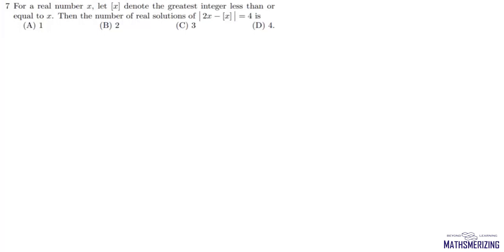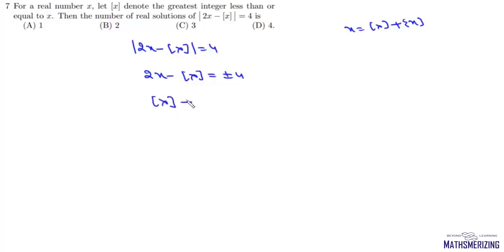Now question number 7: for a real number x, let [x] denote the greatest integer less than or equal to x. Then the number of real solutions of this equation is. We are given mod of (2x minus [x]) is equal to 4. So we can write 2x minus [x] equals plus or minus 4. Now we know that x is [x] plus the fractional part of x. So we can write this as [x] plus 2 times the fractional part of x, and it is equal to plus or minus 4.